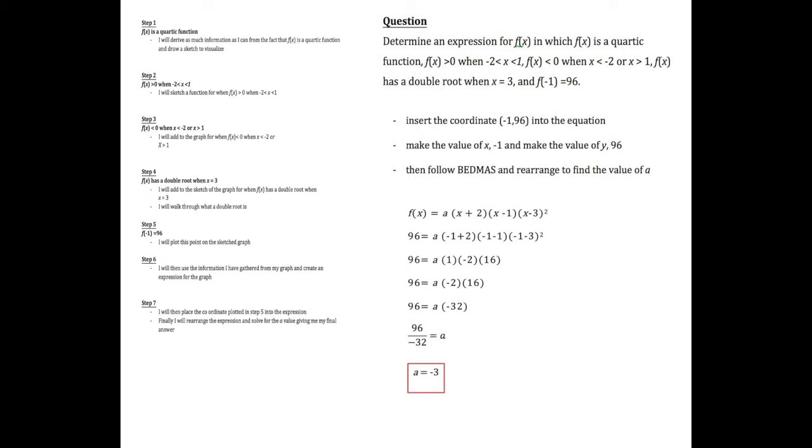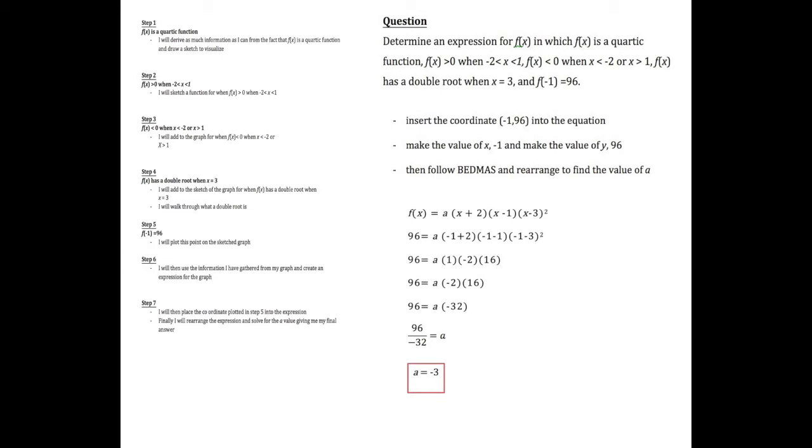-1 plus 2 is 1. -1 minus 1 is -2. -1 minus 3 is -4. And -4 squared is 16. So 1 times -2 is -2. And -2 times 16 is -32.